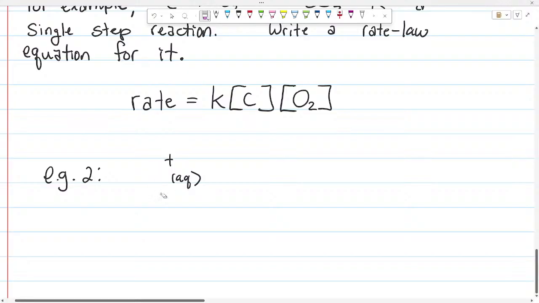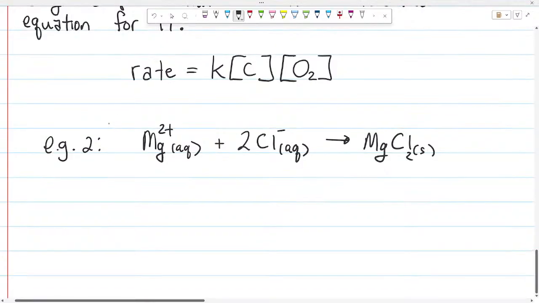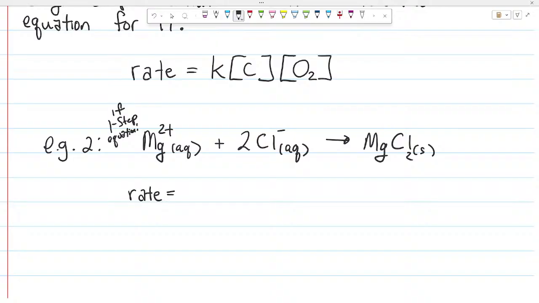Oh, I put Ag. I did not want to put Ag. Sorry about that. I wanted to put Mg, and it's 2 plus. This is an ionic equation, and let's say that we are forming magnesium chloride. Again, this is a one-step equation, and we're assuming it is for the moment. So if it's a one-step equation, then what does the rate depend on? Take a minute and write it down.